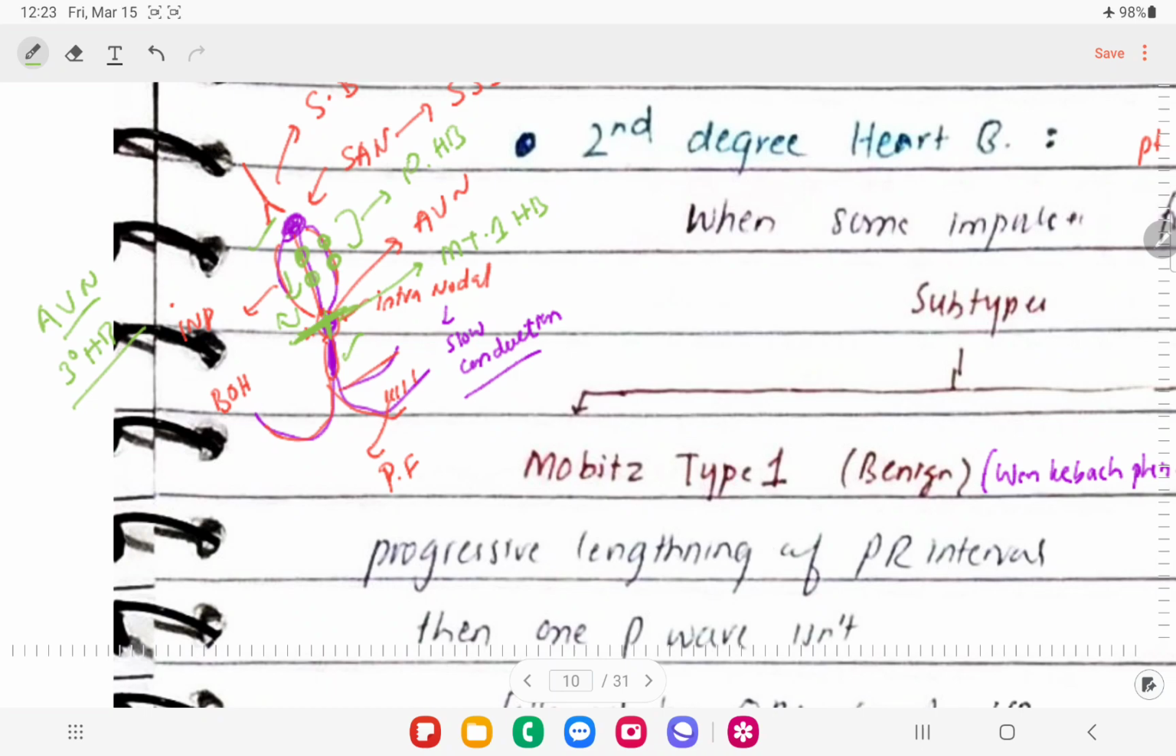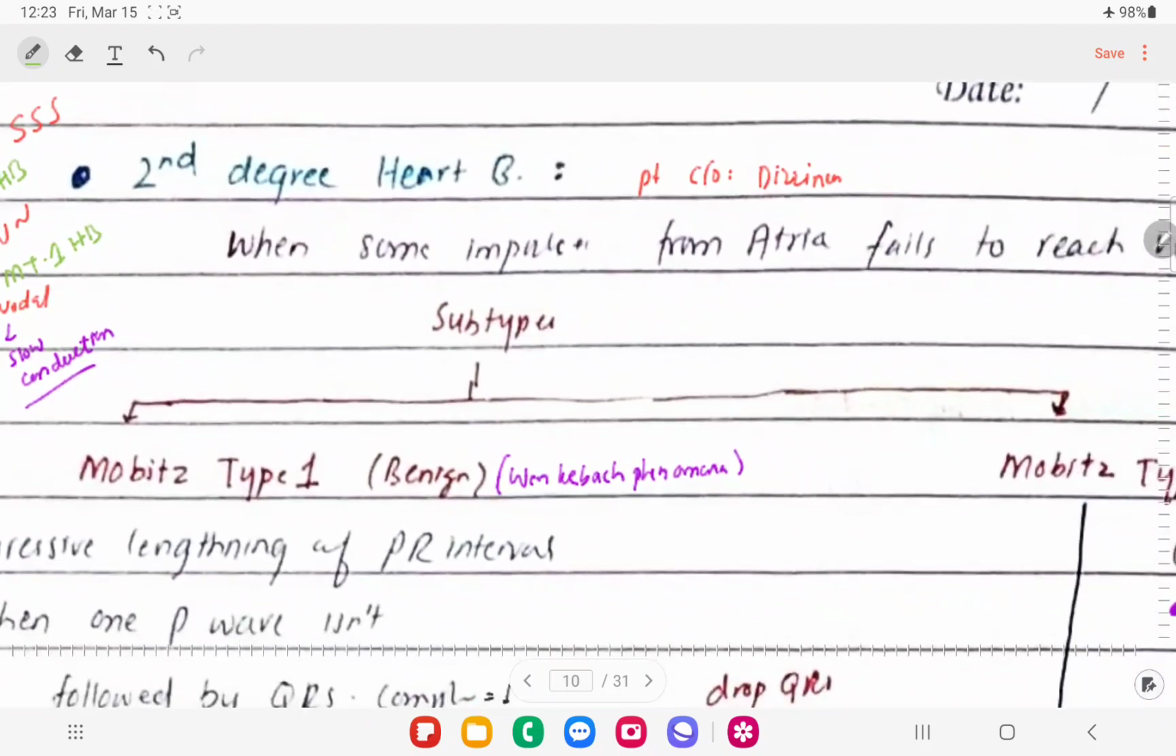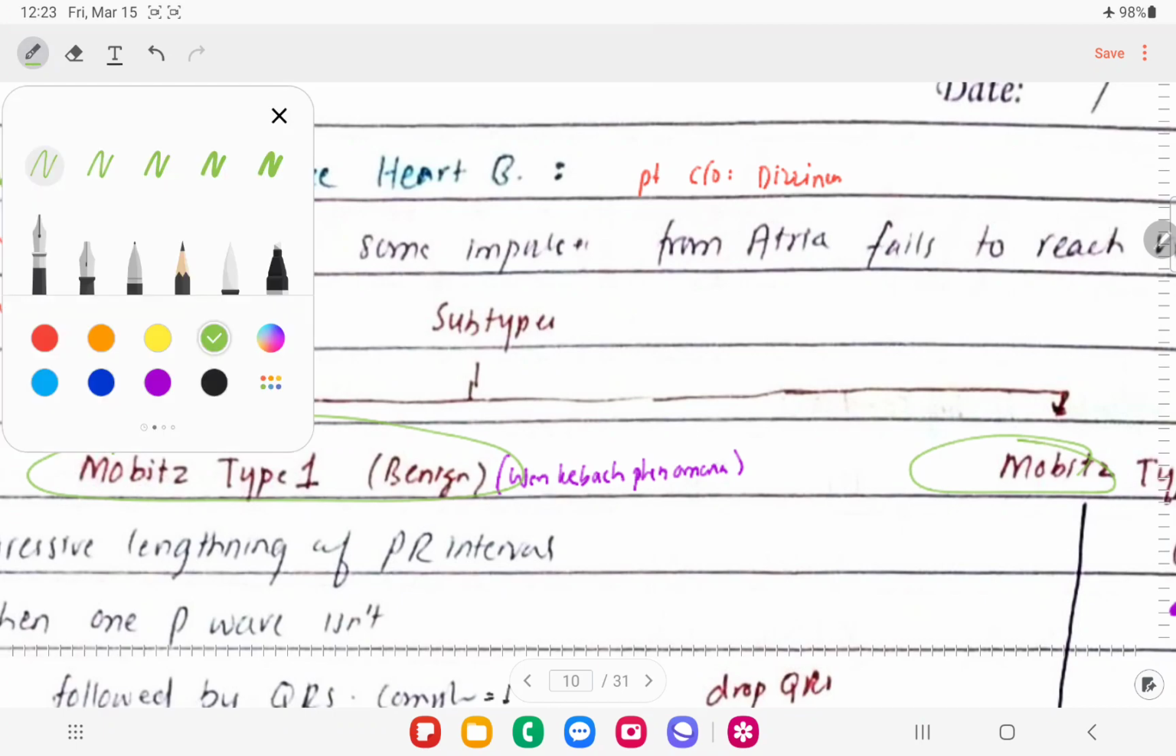When there is a problem in the infranodal region, in the bundle of His, so that it is capturing only some beats, that condition is called Mobitz type 2 block. I'm going to talk about that right now. So let's talk about the second degree heart block. We have two types of that: one is called Mobitz type 1, and the other is called Mobitz type 2 heart block. Let's talk about these.